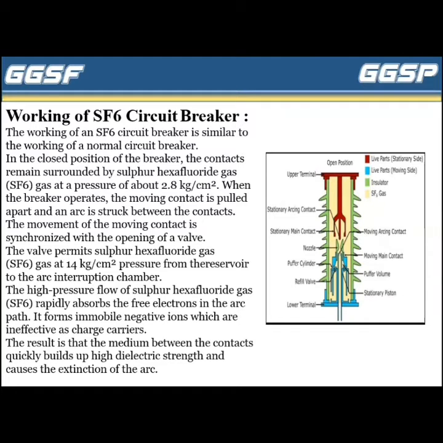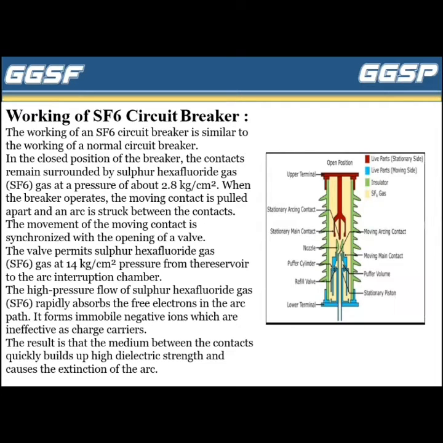Working of SF6 circuit breaker. The working of SF6 circuit breaker is similar to the working of a normal circuit breaker. In the closed position of the breaker, the contacts remain surrounded by sulfur hexafluoride gas at a pressure of about 2.8 kg per centimeter square. When the breaker opens, the moving contact pulls apart and the arc is struck between the contacts. The movement of the moving contact is synchronized with the opening of a valve.